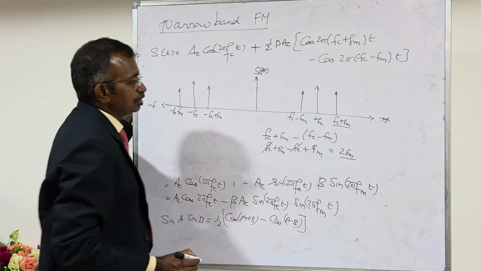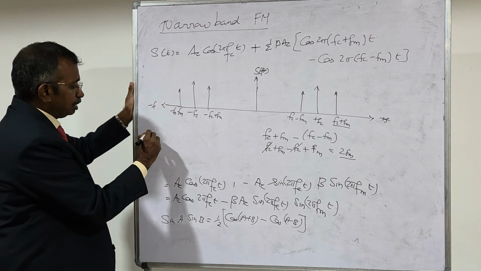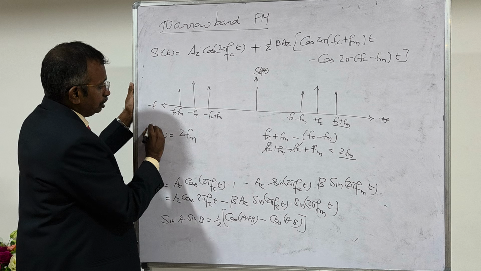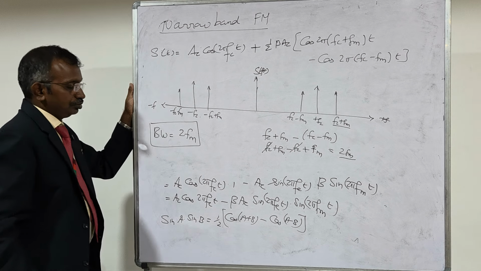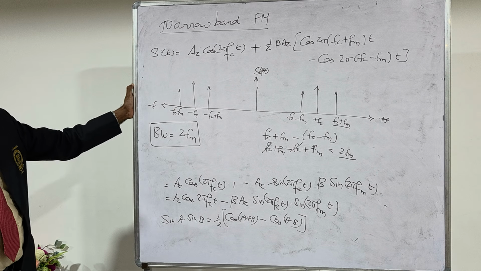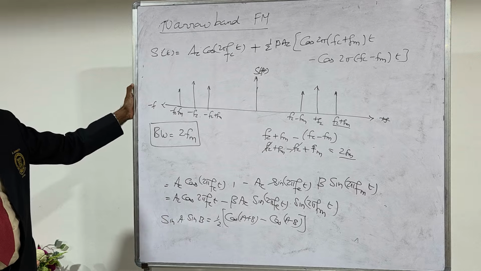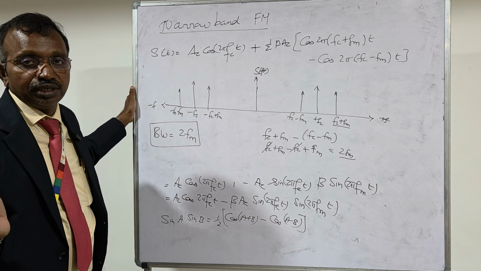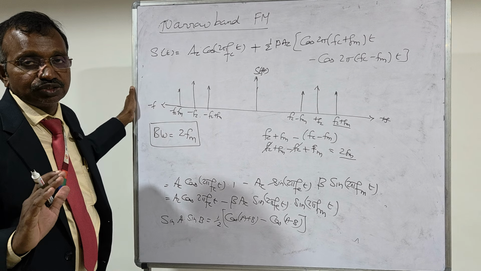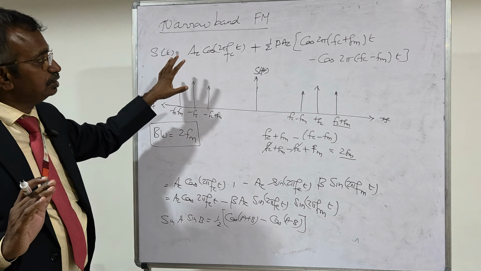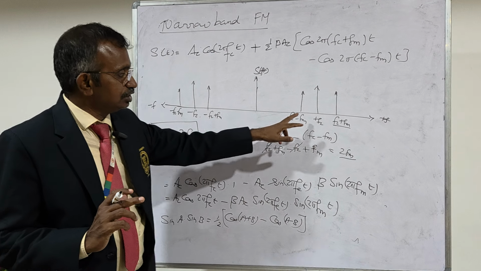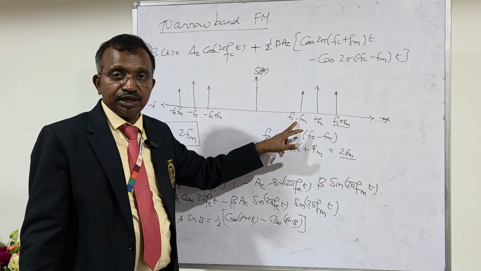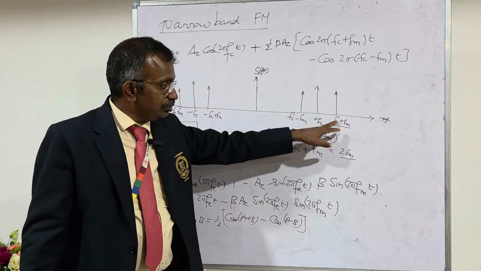So the bandwidth of the narrowband FM signal is 2 fm. When beta is small, it is called a narrowband FM signal. When beta is large, it is called a wideband FM signal. This narrowband FM signal consists of the unmodulated carrier at fc, then a frequency component at fc minus fm, then a frequency component at fc plus fm, right?